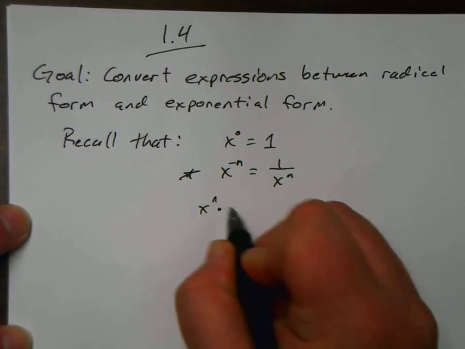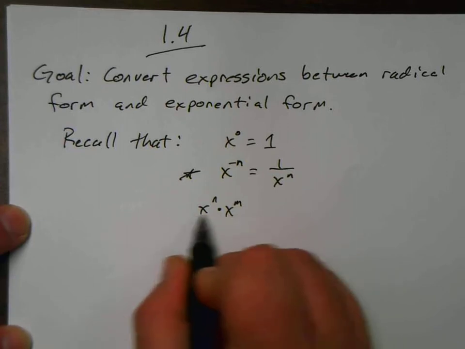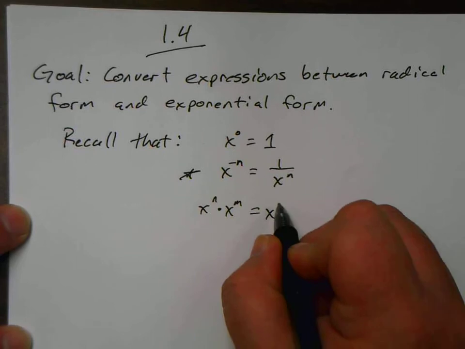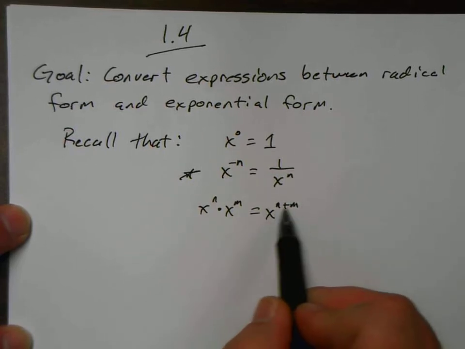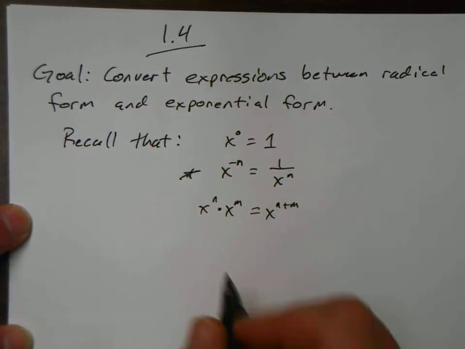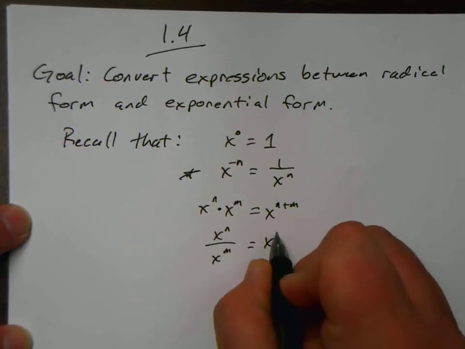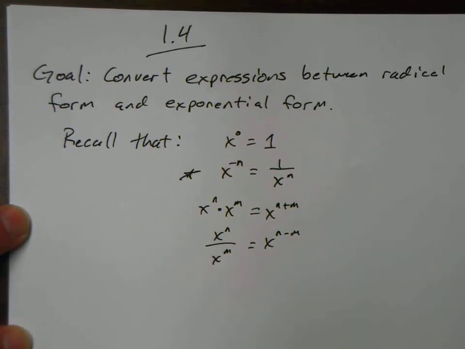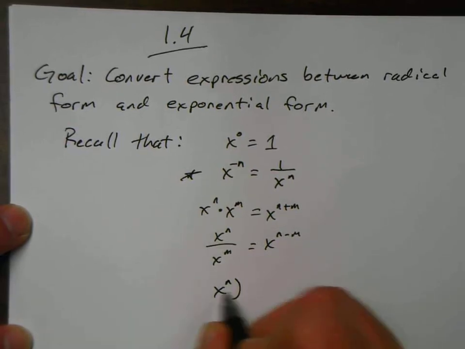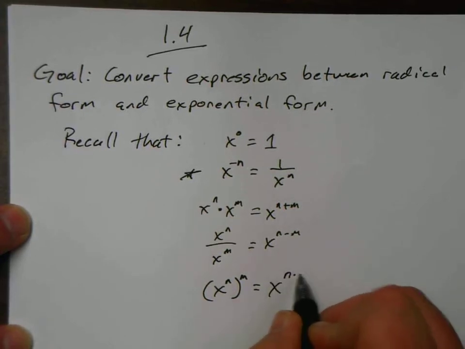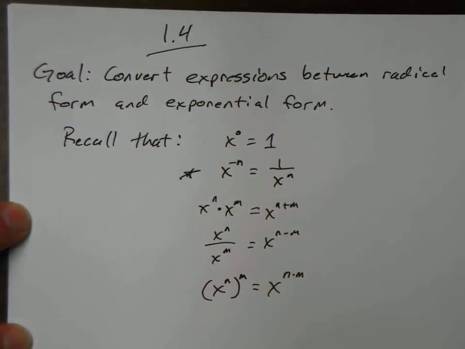Remember, if x to the n times x to the m, if I have the same base, what do I do with my exponents? I multiply my bases, my exponents are then going to be added. So n plus m. And if I'm dividing my bases, then I would subtract my exponents. And finally, and this one we're going to see as well, if I have an exponent and I raise it to another exponent, then I multiply those exponents.